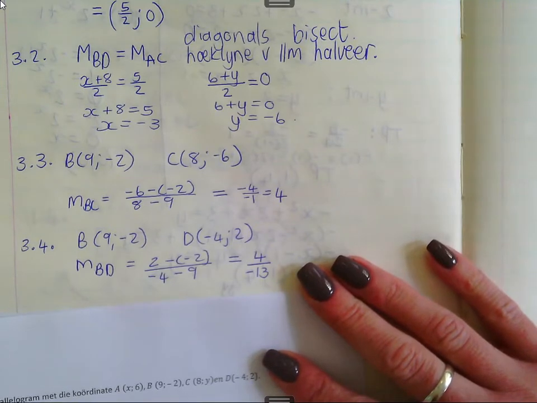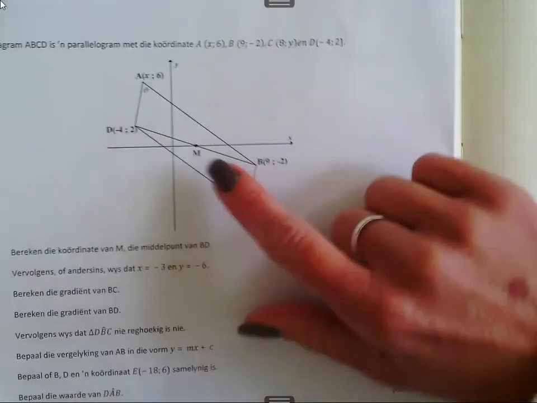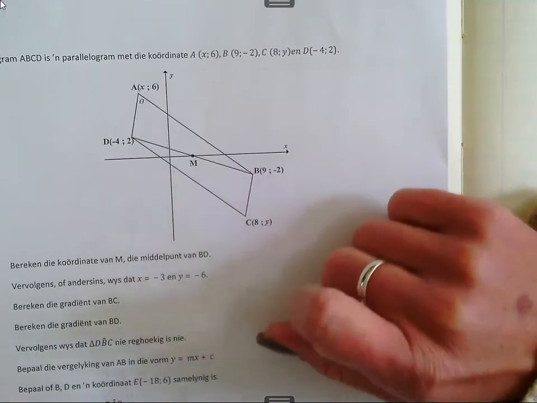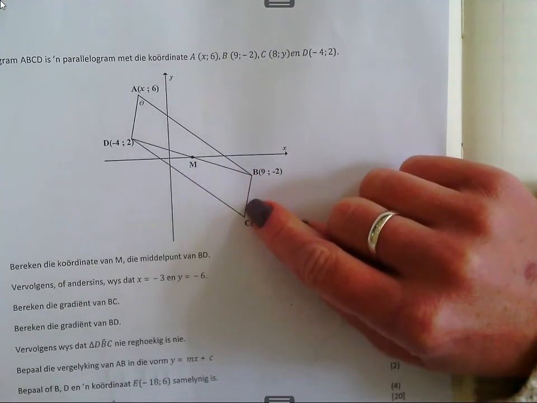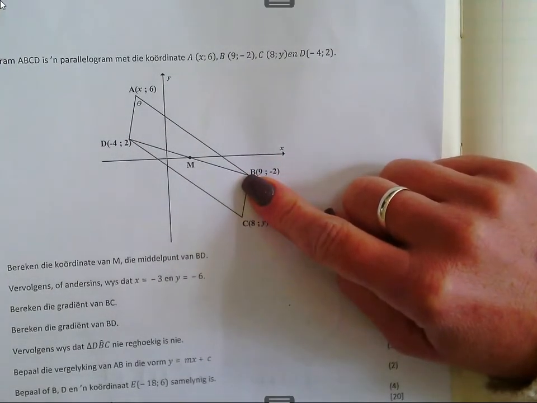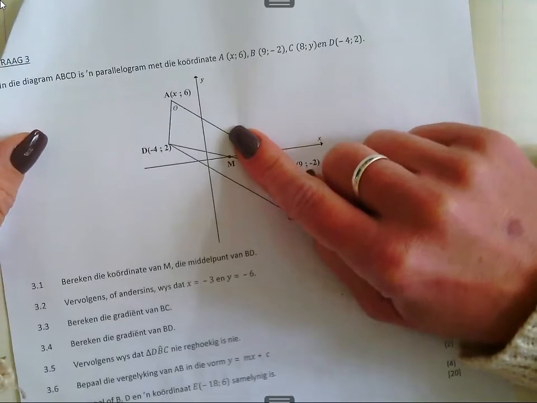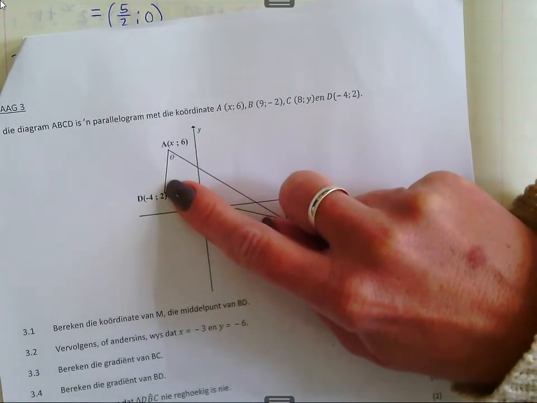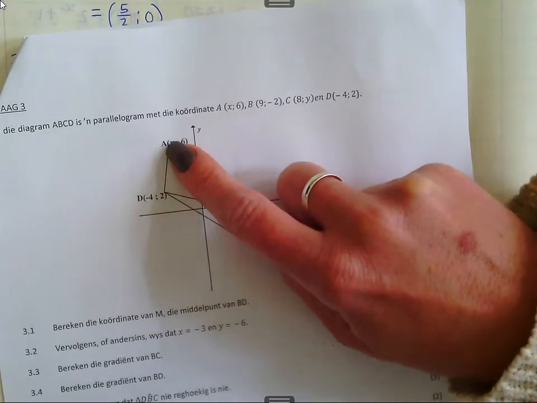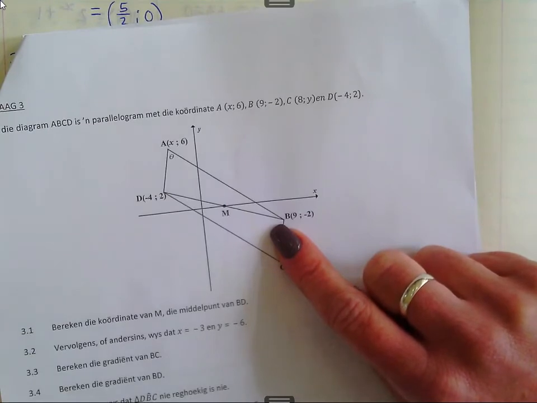Show that triangle BDC is not rectangular. What would be different in a rectangle if you compare it with a parallelogram? What would this parallelogram have if it was a rectangle? 90-degree angles, equal diagonals. Okay, so you can choose which one you'd want to prove. I did it with the 90-degree angles. How do I determine 90-degree angles? I find the gradient of the one, I find the gradient of the other. If they're not opposite reciprocals with a negative, then they're not 90 degrees.